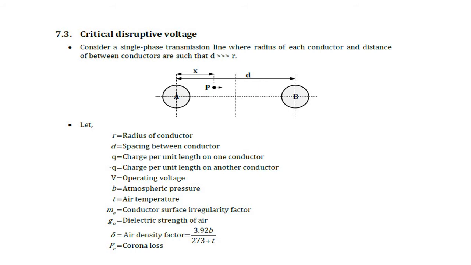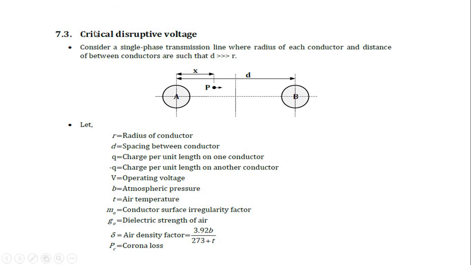Corona disruptive voltage is also defined as the minimum phase to neutral voltage at which corona occurs, and it holds good for fair weather conditions. Its value is considerably reduced during bad weather conditions such as fog, rain and snowstorm. It is denoted by V suffix D.